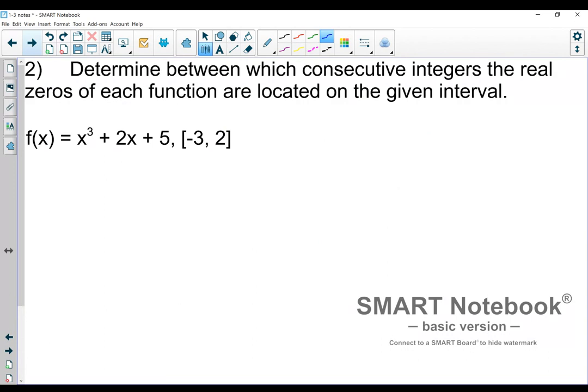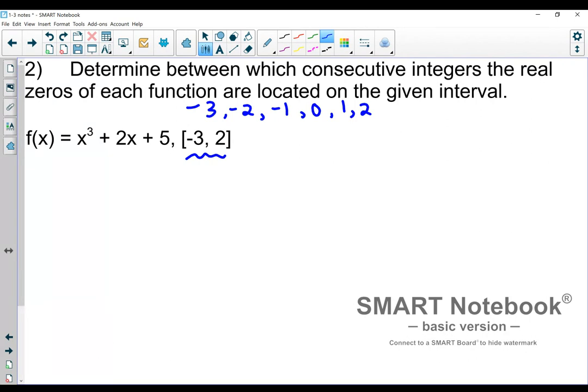For problem 2, we're going to determine between which consecutive integers the real zeros of the function are located on the given interval. So this is a really loaded problem. They're giving us an interval, [-3, 2]. If I think about all those consecutive integers, and the hard bracket means I start with -3, the consecutive integers would be -3, -2, -1, 0, 1, all the way up to 2.